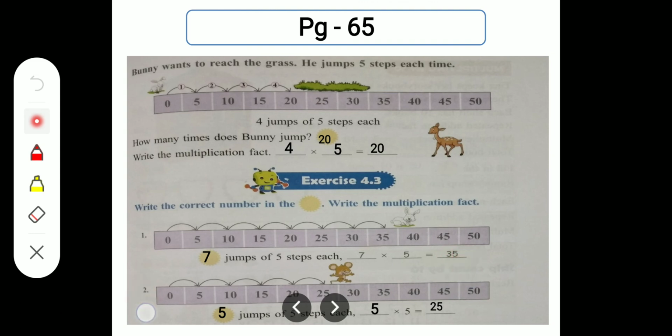Now number 2, again 1, 2, 3, 4, 5. So 5 jumps of 0 to 5, 5 steps, 5 to 10, 5 steps. So 5 jumps of 5 steps each. That means 5 into 5 is equal to 25.